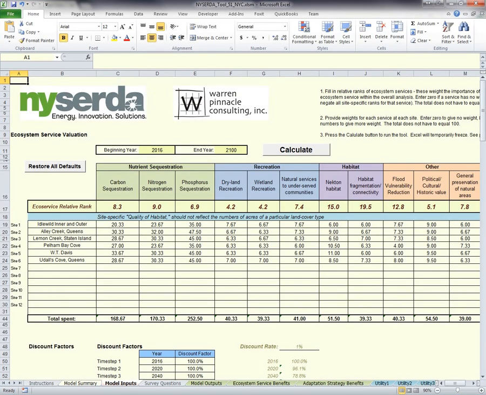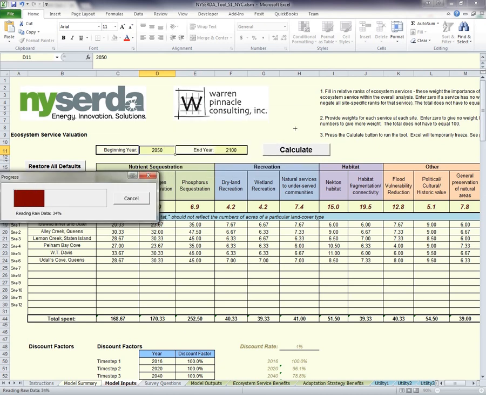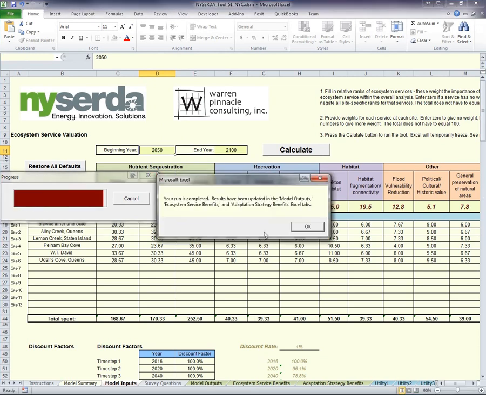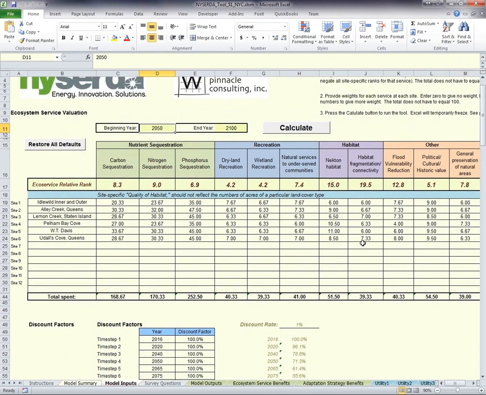Okay, moving on to question B. It suggests that we want to look specifically at utilities in the future from 2050 to 2100, when accelerated sea level rise is expected to be at its worst. So in order to look at that time frame, we can go into the model inputs and change the beginning year to 2050 and then recalculate. I will identify this run as 2050 to 2100 and then select OK and let it run. And now that the run is complete, it gives me the message. And we can take a look at the next question.